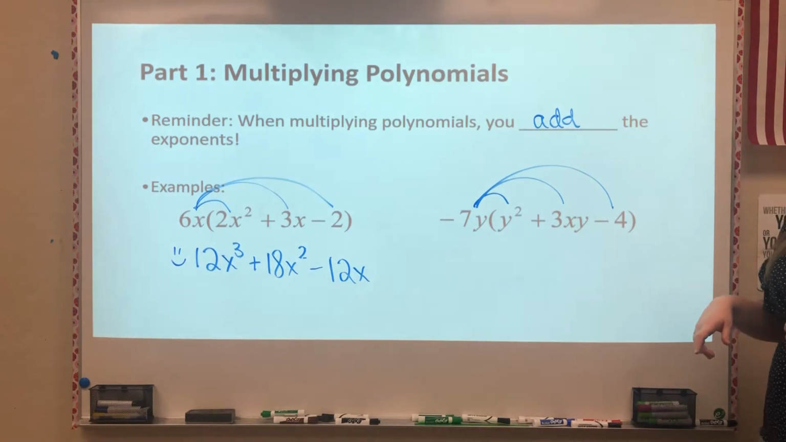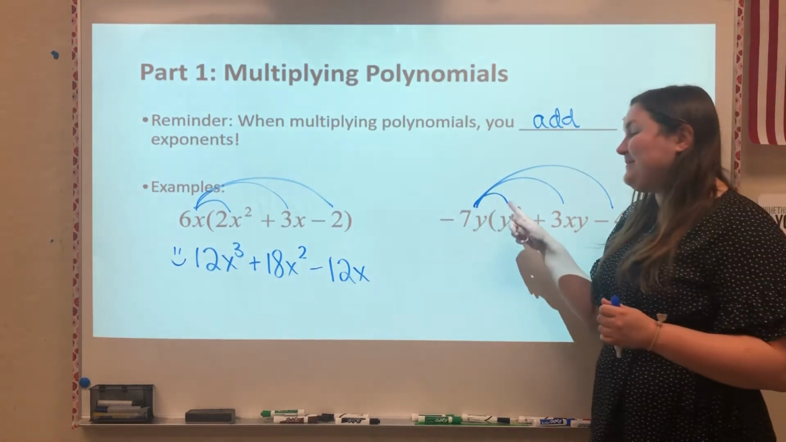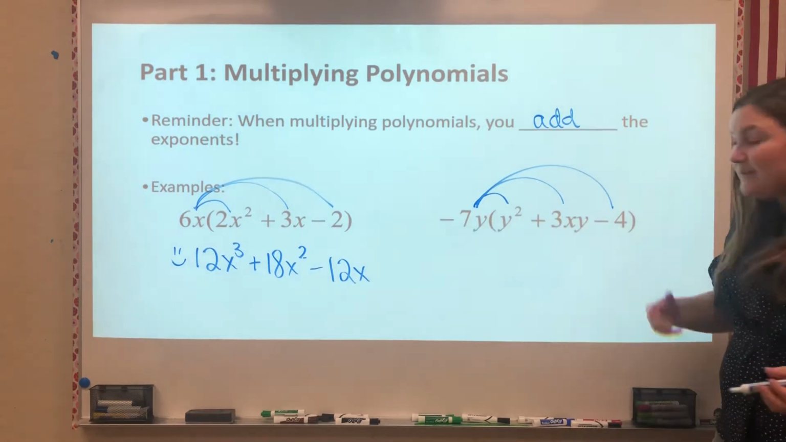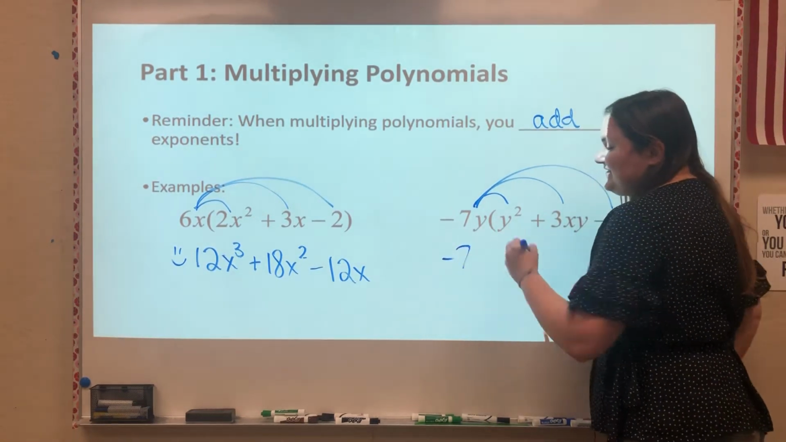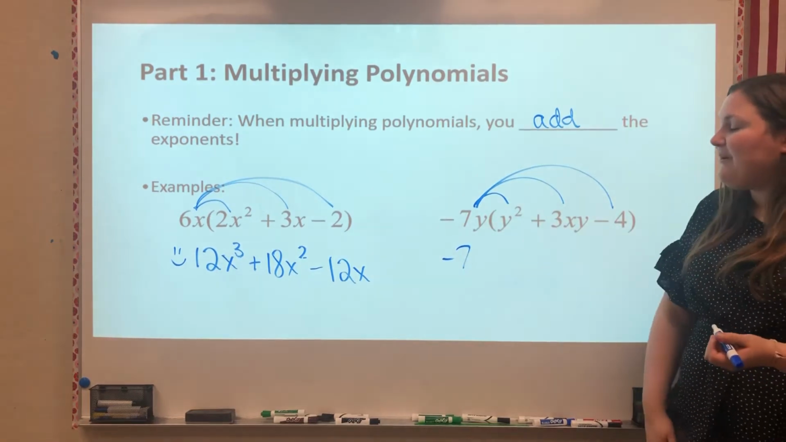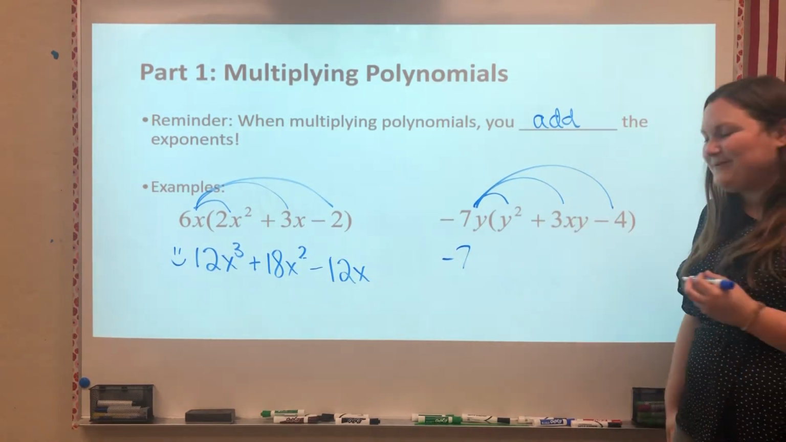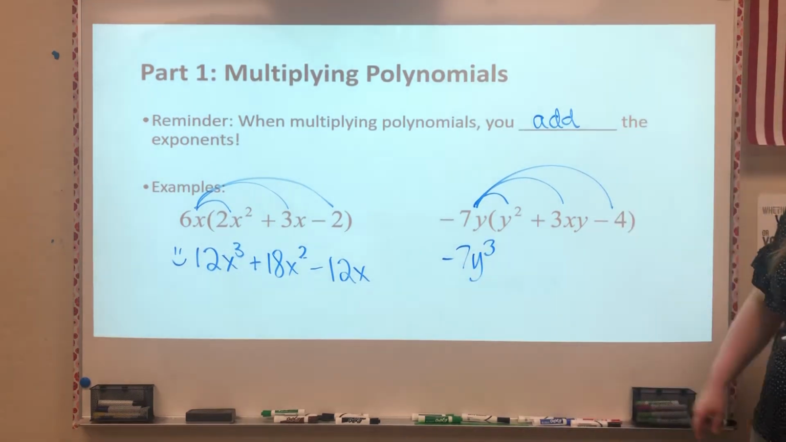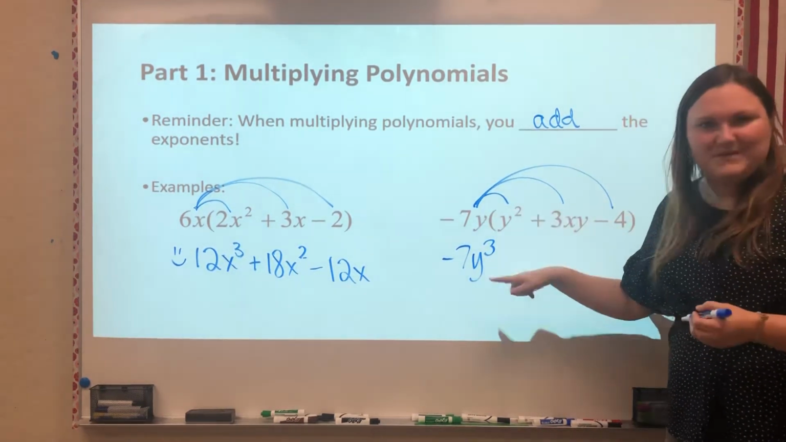So for this first part, negative 7y times y squared. Well, negative 7y, there's no number for me to multiply it with, so I'm just going to say negative 7. You could also say negative 7 times 1 and get negative 7 that way. And then the y times y squared, well, that's easy. Y cubed, because 1 plus 2 gives me 3.